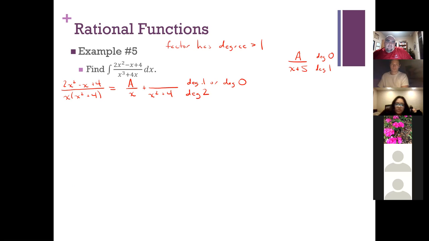But we have to plan for every contingency, so we're going to assume degree 1. If we assume degree 1, we might find out it was actually degree 0, but that's okay. So my numerator here is going to be degree 1. It's going to be a linear factor, so it's going to be Bx plus C. That's linear, x to the first power. I might also have a constant. I think it's worth stopping there because that is a special case. Any questions about this setup?